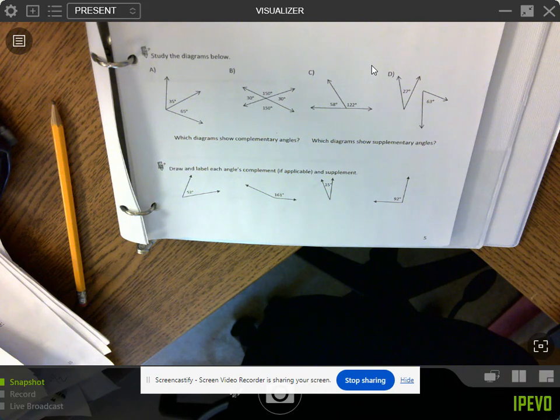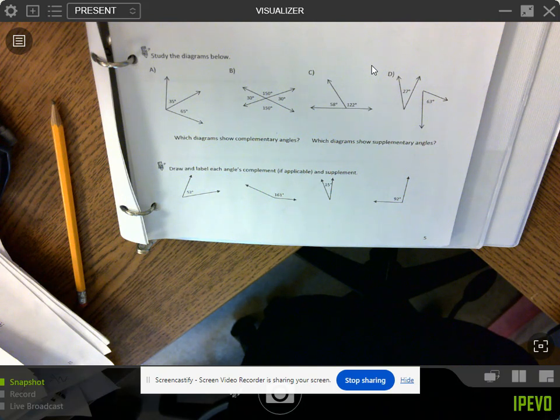Do they equal exactly 90 degrees? Do they equal exactly 180 degrees? Or is the answer neither? Should I just cross it off? If it doesn't equal 90, it's not complementary. If it doesn't equal 180, it is not supplementary. I can cross the A off. I'm not going to use it. Marina?